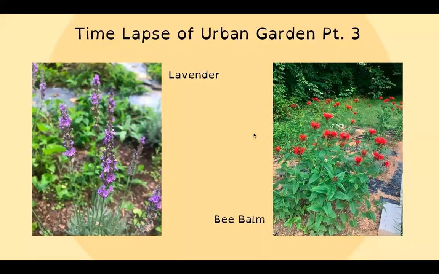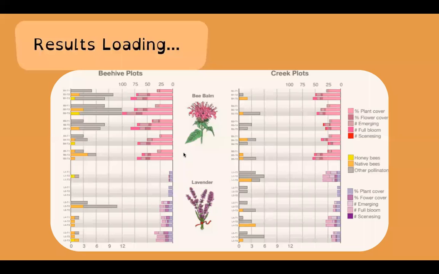This is what the plants look like now, lavender on the left and bee balm on the right. For my results so far, we can see that bee balm was much more preferred by pollinators compared to lavender.